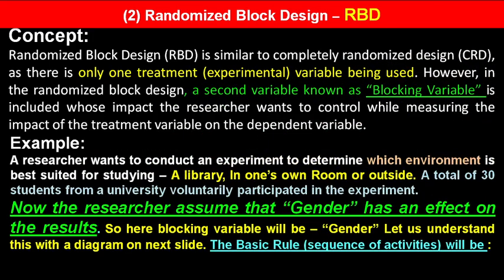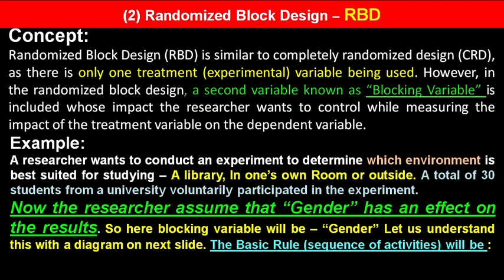For example, a researcher wants to conduct an experiment to determine which environment is best suited for studying: a library, in one's own room, or outside. A total of 30 students from a university voluntarily participated in the experiment. Now, the researcher assumes that gender has no effect on the results. So here, blocking variable will be gender. Let us understand this with the diagram on the next slide.